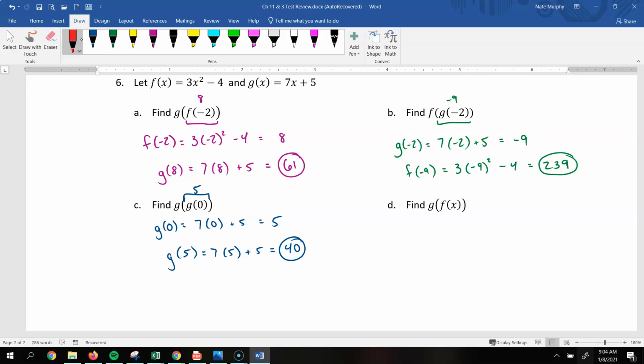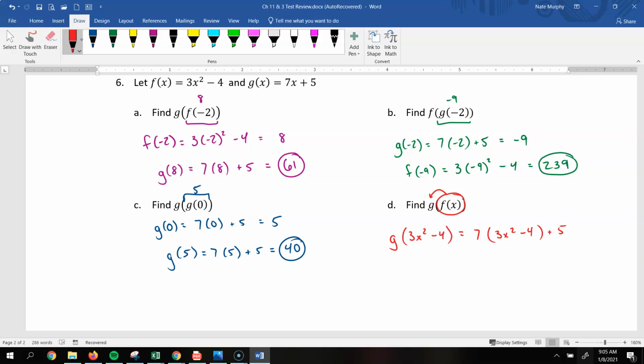This one, we're going to take function f and put that inside of function g. So function f is 3x squared minus 4. Okay, that's what function f is. I'm going to put that inside of function g. Function g says it takes 7 times our input and add 5. So our input is that function, 3x squared minus 4.